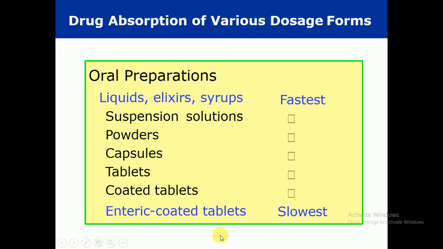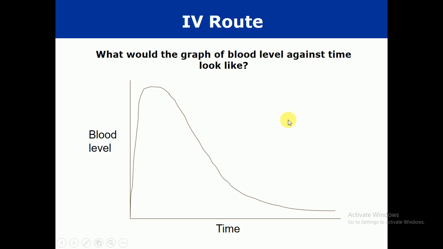So here we are talking about the absorption of drugs which are taken orally. If we compare the oral preparations and injectable preparations, the rates of absorption will automatically be different from one another. It also depends upon the nature of the drug. I will discuss in detail later. This is called the IV route.